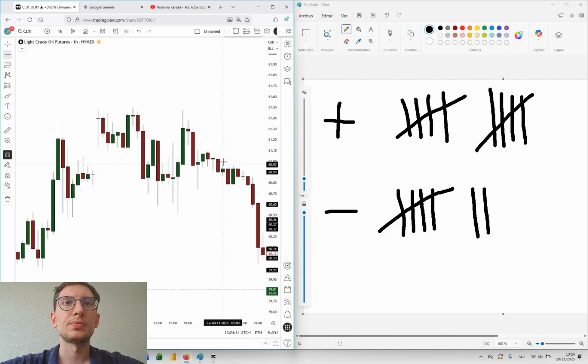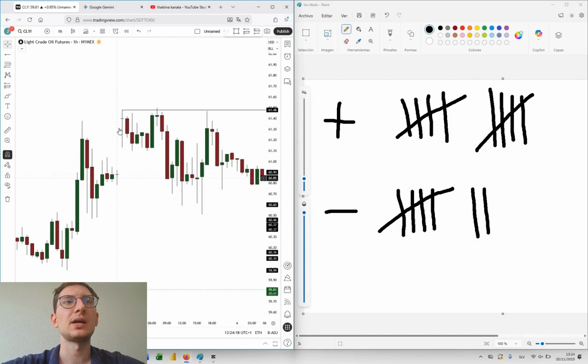Up and down, up and down. Okay, here for example. Okay, let's say this is an up candle, up. Just like this. Liquidity sweep, price goes down.